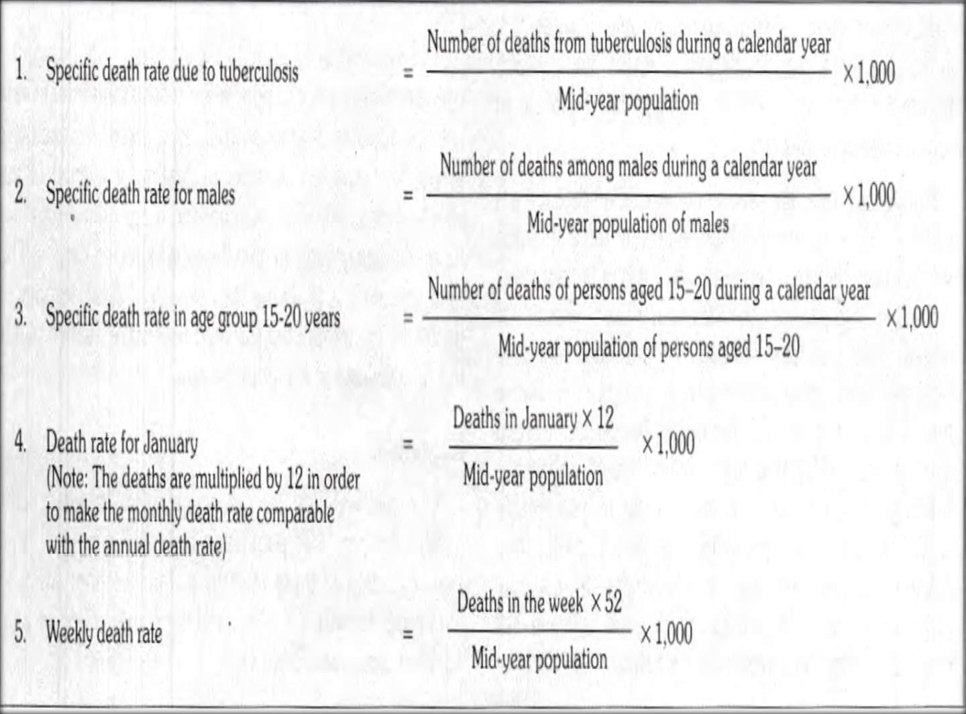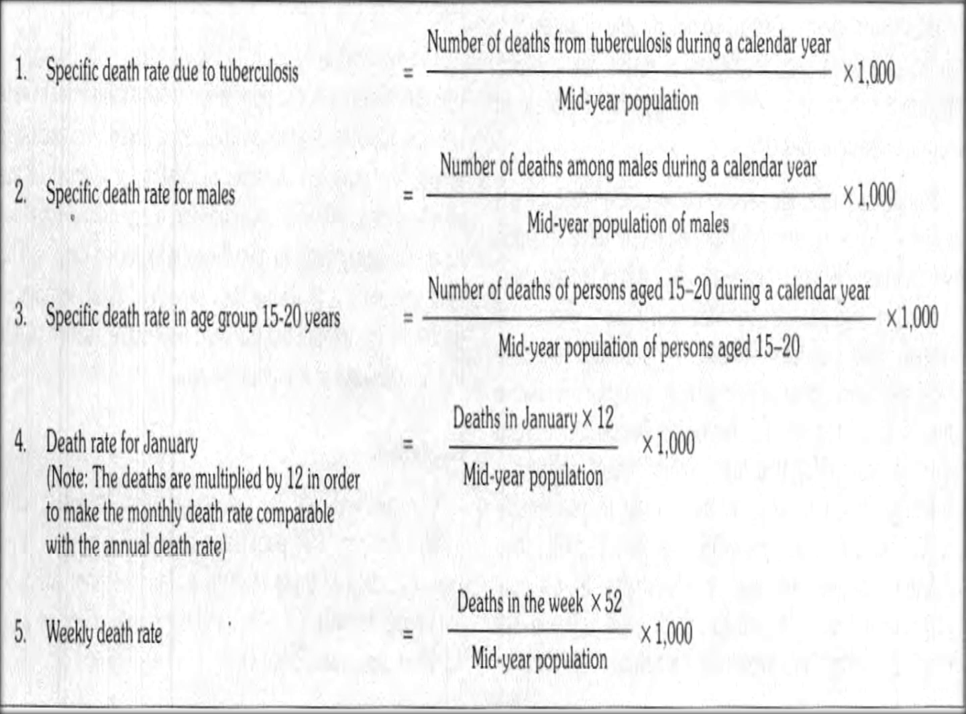Suppose we want to find out the specific death rate due to tuberculosis. For this purpose, we take the number of deaths from tuberculosis during a calendar year divided by mid-year population. All the deaths which are due to tuberculosis should be in the numerator divided by mid-year population. Suppose we want to find out the specific rate among males. The number of deaths among males should be in the numerator divided by mid-year population multiplied by 1000.